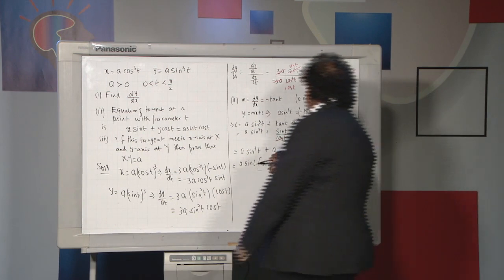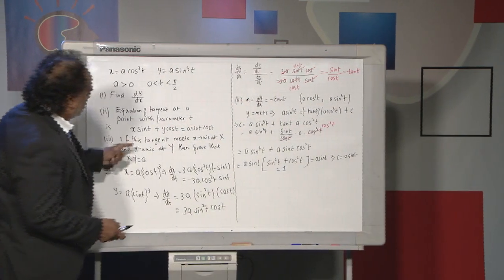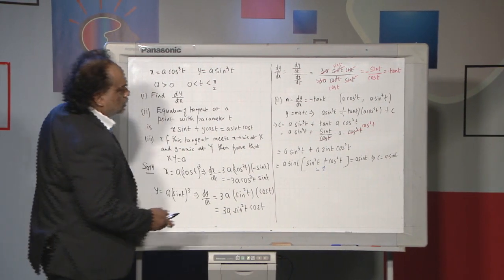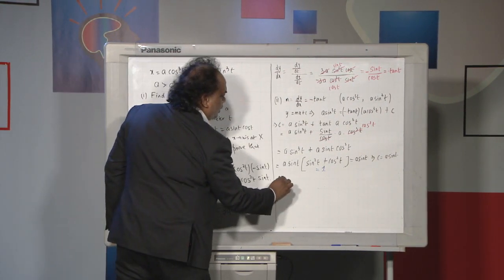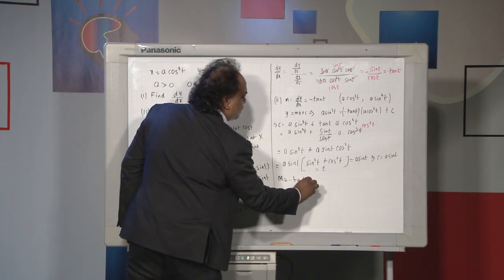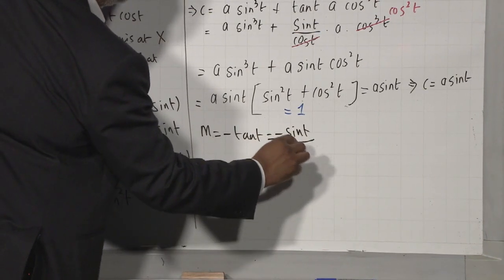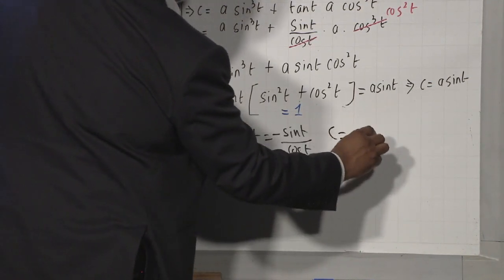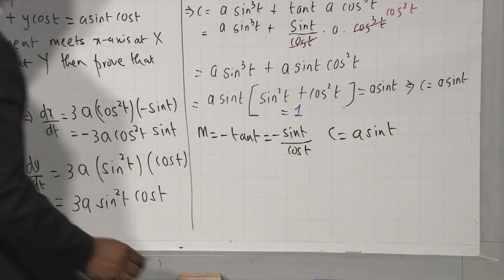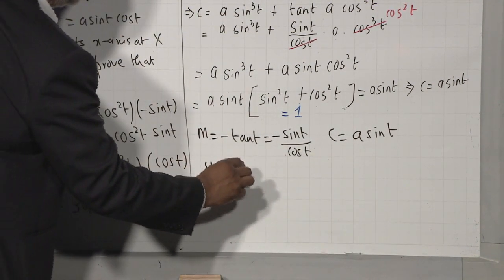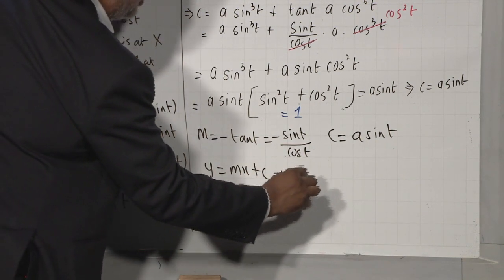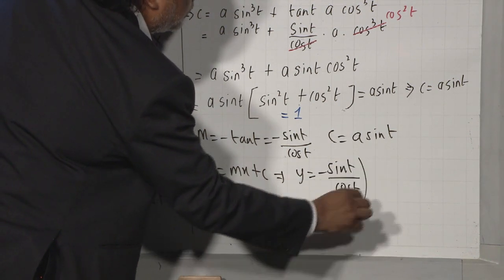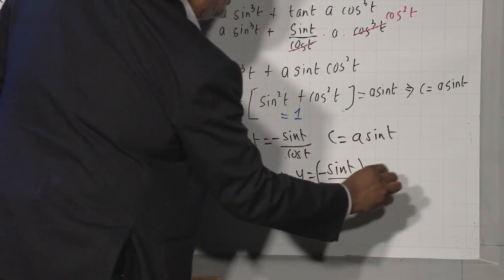So we are going to write the equation of the tangent, and we have been asked to prove what the equation of the tangent will be. So we know what m is. m is minus tan t, minus sine t over cos t. c we have already found is a sine t. So y is equal to mx plus c gives me y is equal to minus sine t over cos t x plus c.